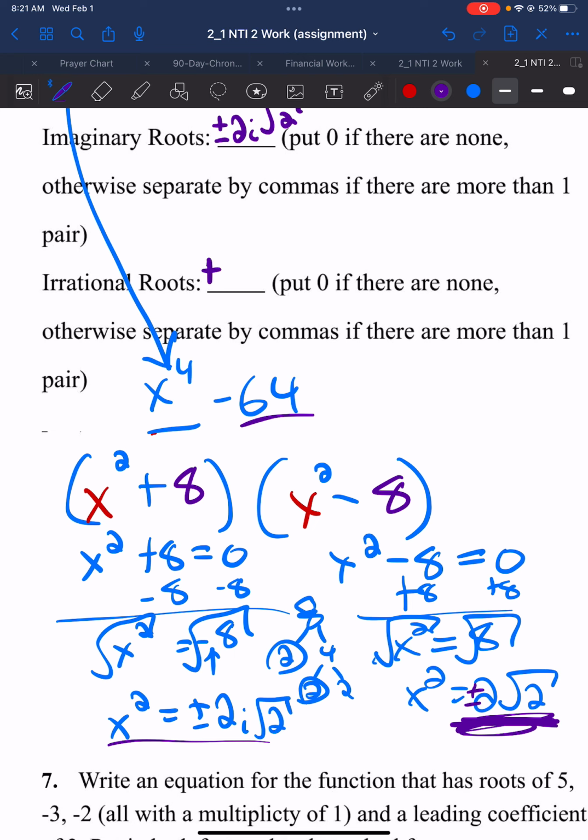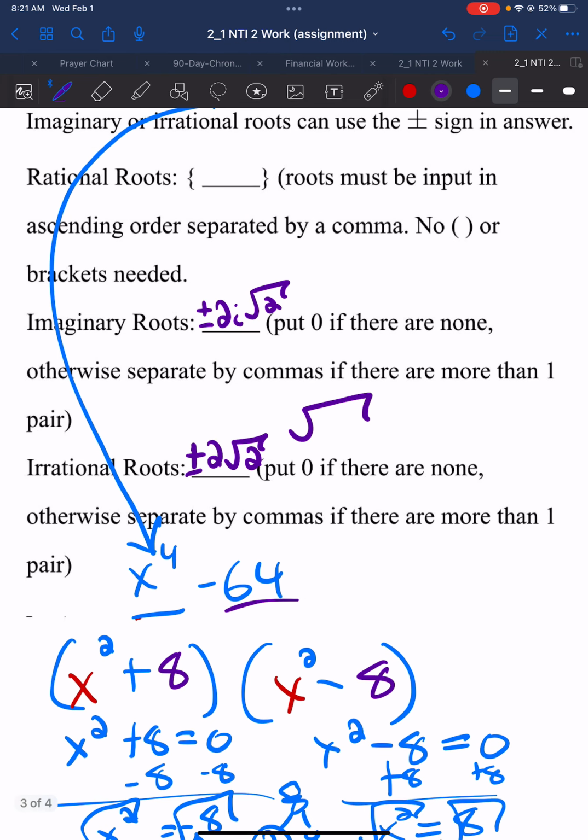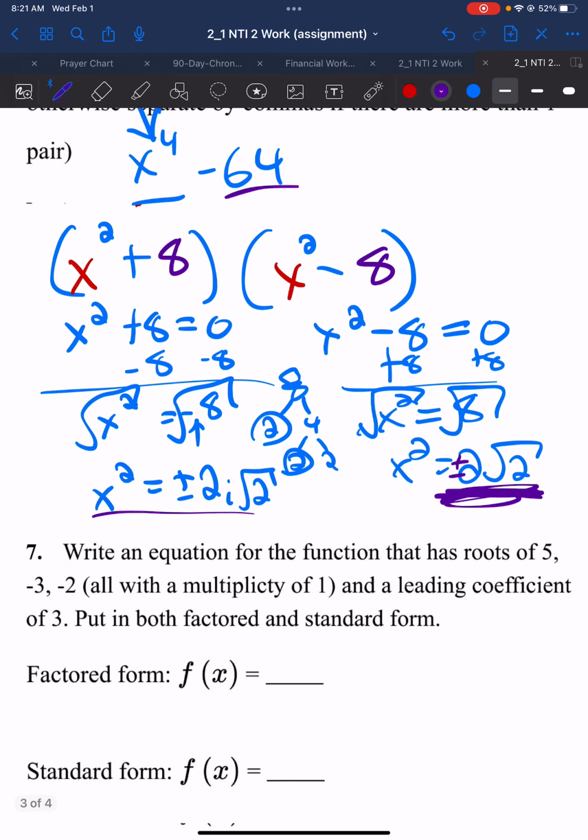That's an irrational root because of the square root. Remember, the square root with no i. So 2 square root of 2, because if you type that in your calculator, you're probably going to get something similar to like 2.8, I'm trying to think off the top of my head, a bunch of ugly decimals with no pattern. So that tells you it's irrational. And I have 0 rational roots. Okay?